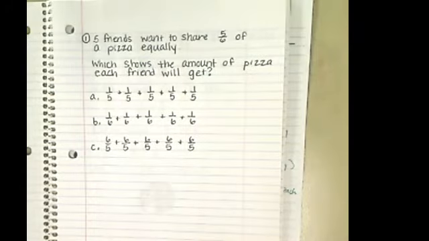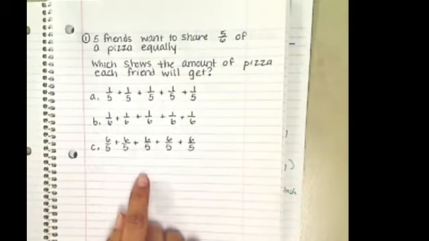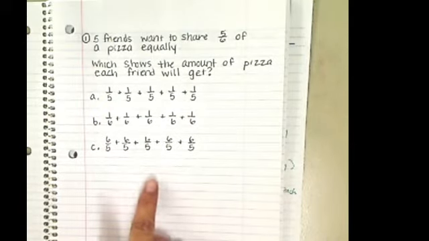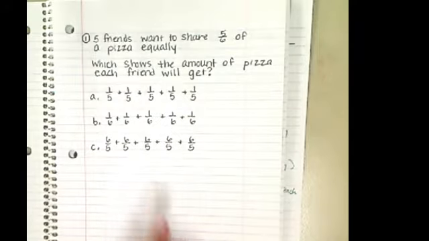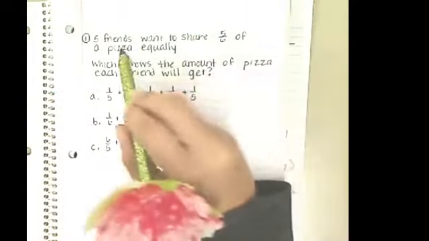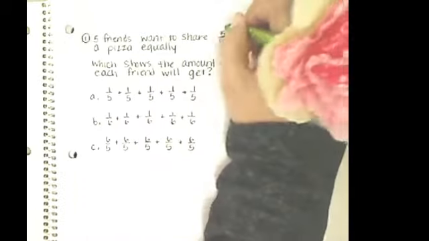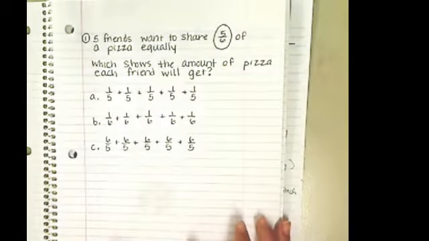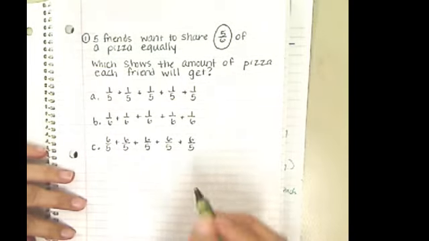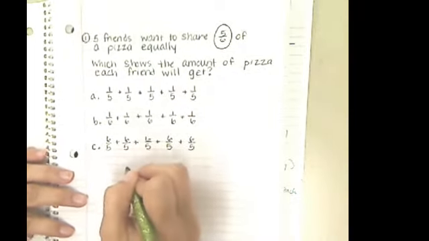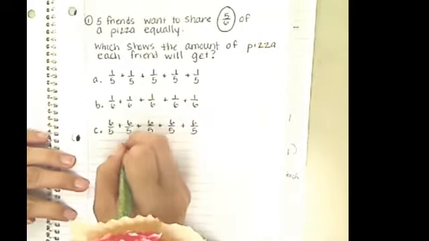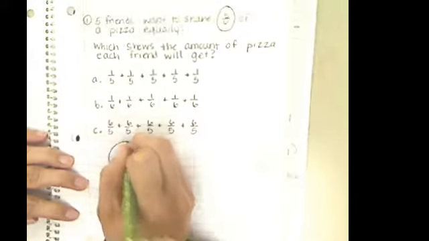All right, so the first question reads, 5 friends want to share 5/6 of the pizza equally. Which of these answer choices shows the amount of pizza that each friend will get? So you've got a series of addition problems. And what you've got to notice is in the problem, it says 5 friends want to share this much pizza. So what does 5/6 look like? Well, if we've got a pizza, then you can go ahead and just draw a picture of what that looks like. 5/6 is something that I can draw very quickly.